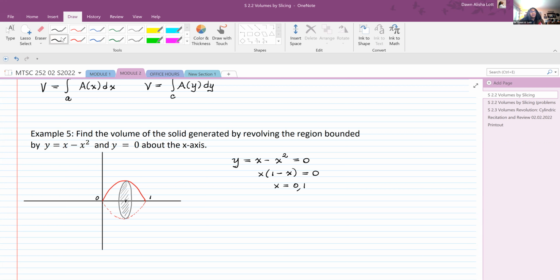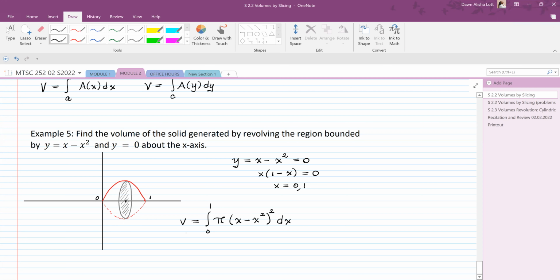Okay, somebody want to give me the integral for this problem? Would it be 0 to 1? And then, okay, so volume equals the integral between 0 and 1, and would it be pi x minus x squared? I mean, squared. Okay, dx.